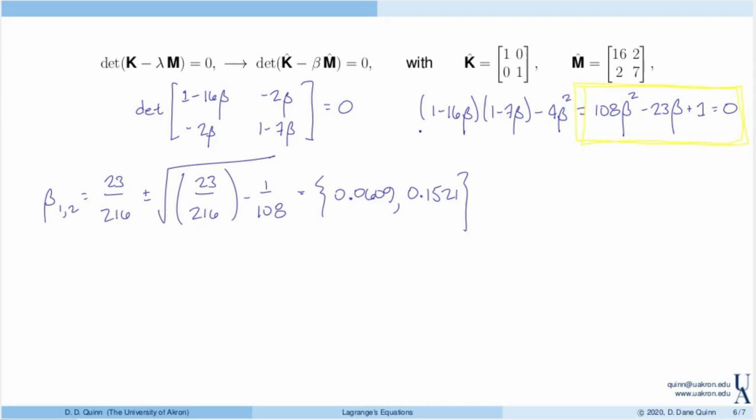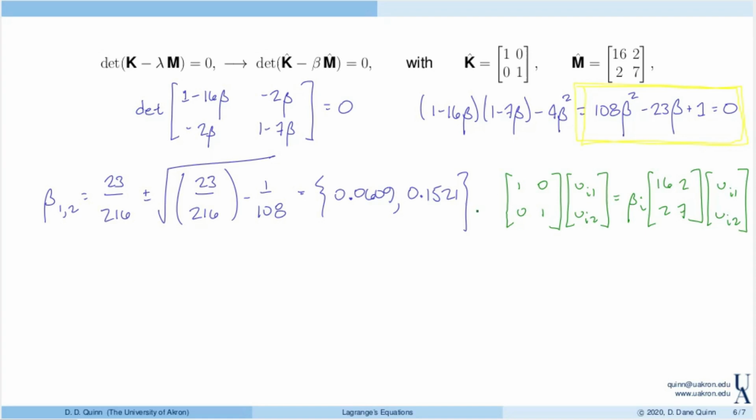So now I need to go back and find the eigenvectors. Right, so that eigenvector problem looks like k hat times u, where ui1 and ui2 are the elements of the eigenvector, equals eigenvalue times m hat, and again the eigenvectors ui1 and ui2. Right, so essentially we need to solve one of these rows for u2 in terms of u1. So looking at the first row, we have ui1 equals beta times 16 ui1 and 2 ui2.